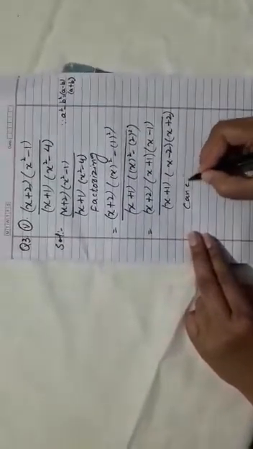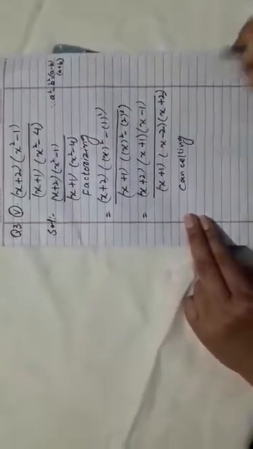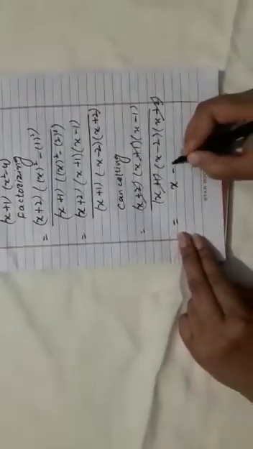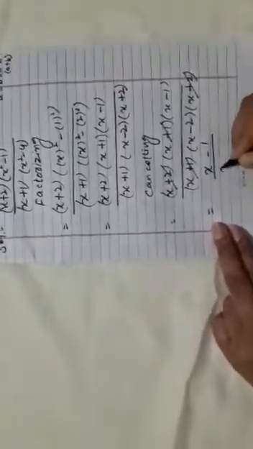Now cancelling the same factors. After cancellation, (x + 2)(x + 1)(x − 1) divided by (x + 1)(x − 2)(x + 2). x + 2, x + 2 will be cancelled. x + 1 will be cancelled. Remaining terms will come here as the answer, that is (x − 1)/(x − 2).